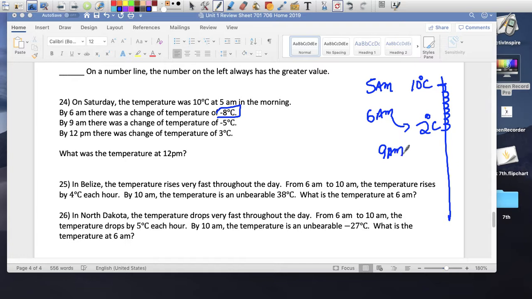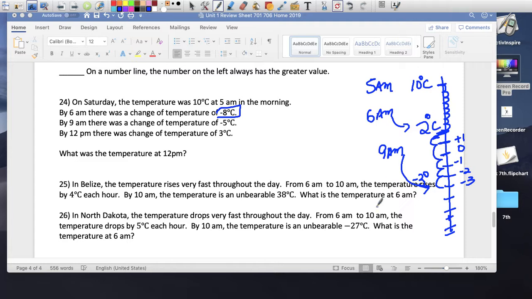By 9 a.m., it says that it dropped another 5. So I was at 2, and I'm going to drop 5 more. I'll drop 5 degrees here. So I'm at 2. I'm going to drop 1, 2, 3, 4, 5. That's 1, 0, -1, -2, -3. So at 9 a.m., where am I? The temperature is now -3 degrees. Okay, so right here, -3 degrees Celsius.